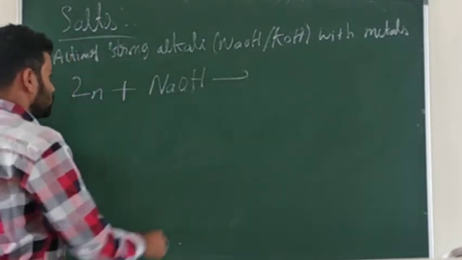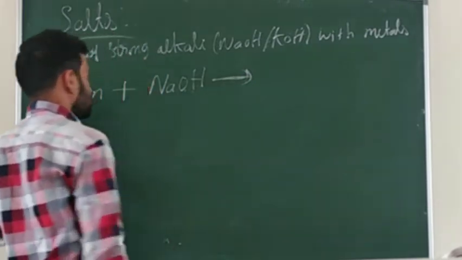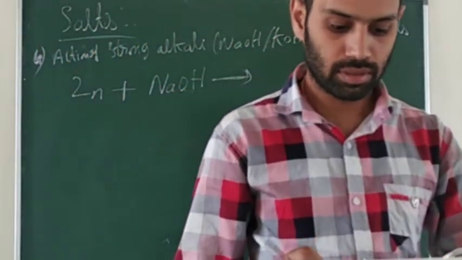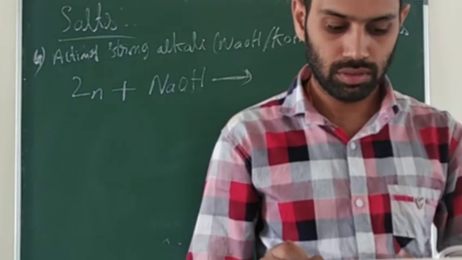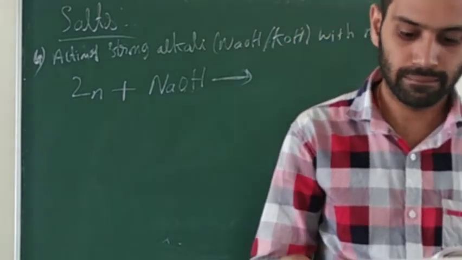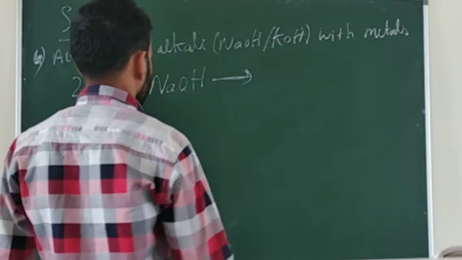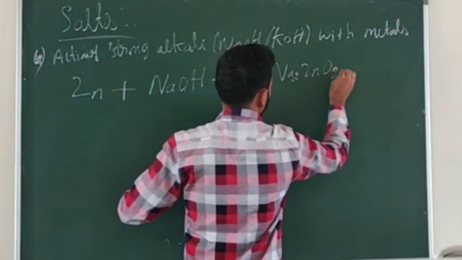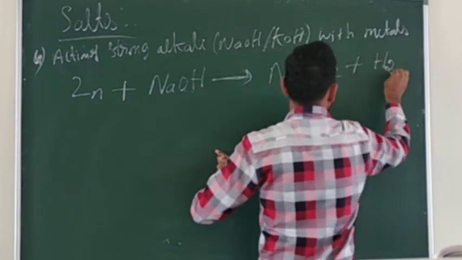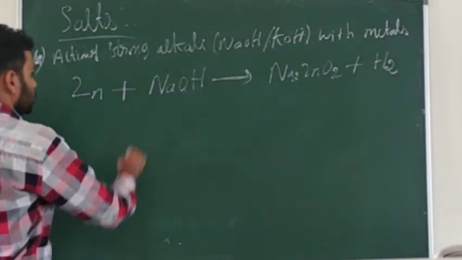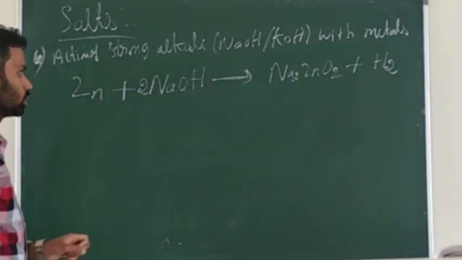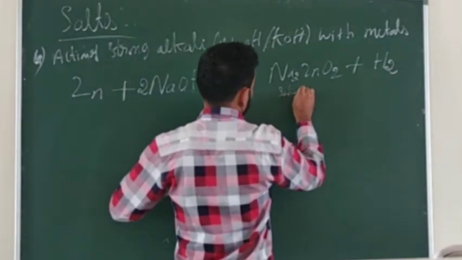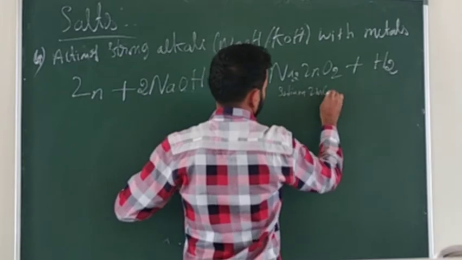It will form sodium zincate. What is the formula of sodium zincate? Don't know? Na2ZnO2, plus hydrogen will be liberated. Okay, so we have 2. Okay, so this is sodium zincate. The salt is sodium zincate.